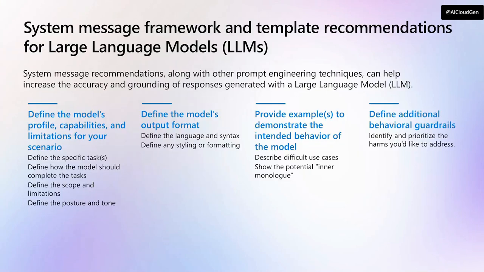So we talked about how the system message sets the context of your chat interface, right? There are other things that you can set as part of the system message. The first thing is you can define specific tasks in there. You can define how the model should complete them, what the scope and limitations should be, and the posture and tone. For tone, you can specifically tell the model, when you're providing the response, always provide the response in a softer tone. Otherwise, you don't want the model to respond to you in a harsh tone, right? And you can also define the language and the syntax, the styling and the formatting of the responses.